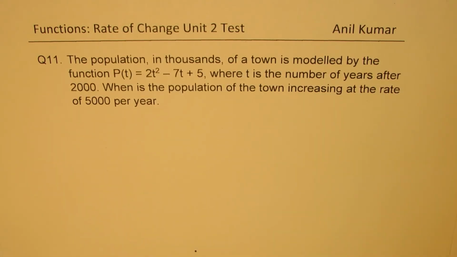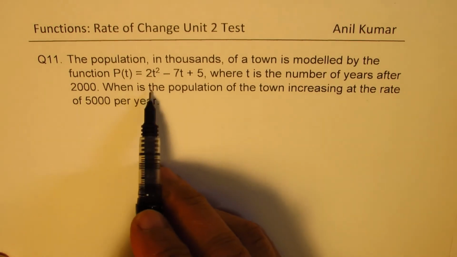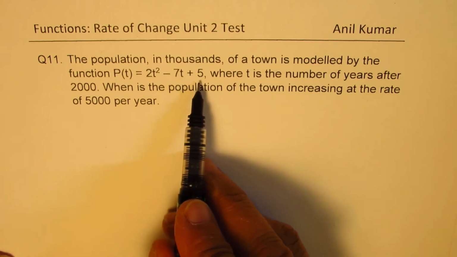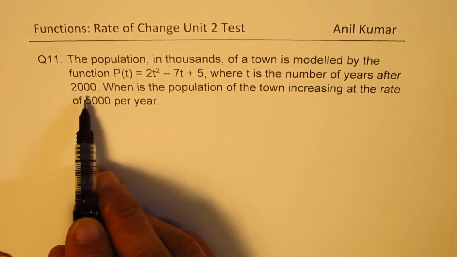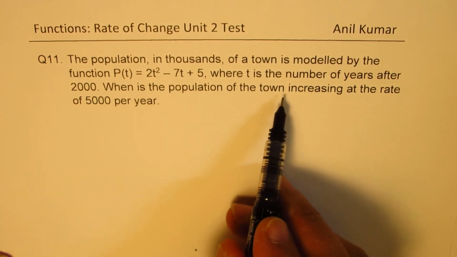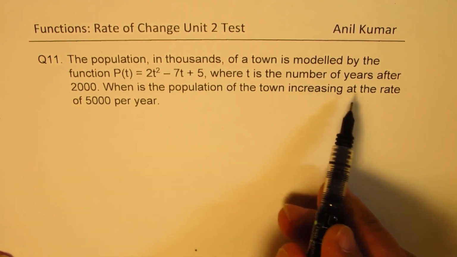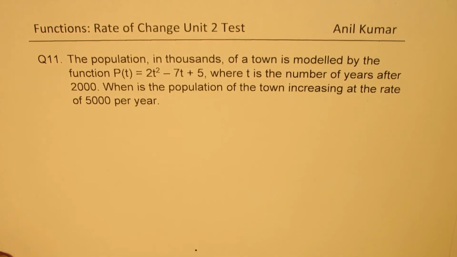Here is a thinking question on rate of change. The question here is, the population in thousands of a town is modeled by the function p of t equals 2t squared minus 7t plus 5, where t is the number of years after 2000. When is the population of the town increasing at the rate of 5,000 per year?